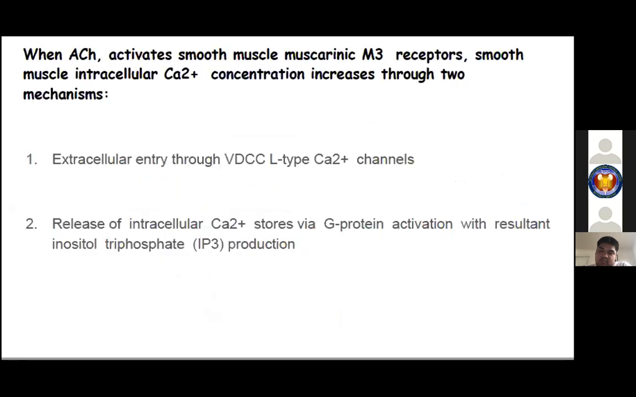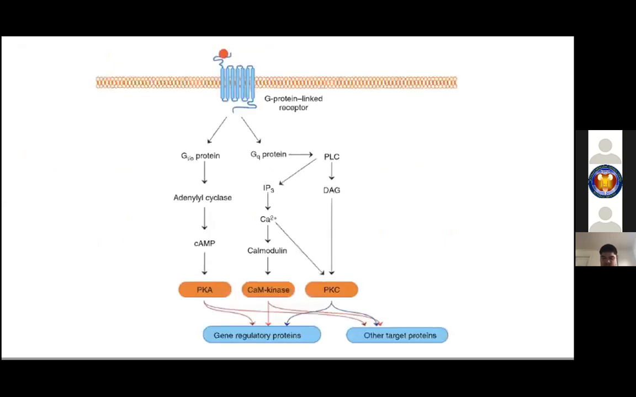So when acetylcholine activates the smooth muscle muscarinic M3 receptors, smooth muscle intracellular calcium concentration increases through two mechanisms. One is by extracellular entry through voltage-dependent calcium L-type channels, and the other by release of intracellular calcium stores via G protein activation with resultant inositol triphosphate production.